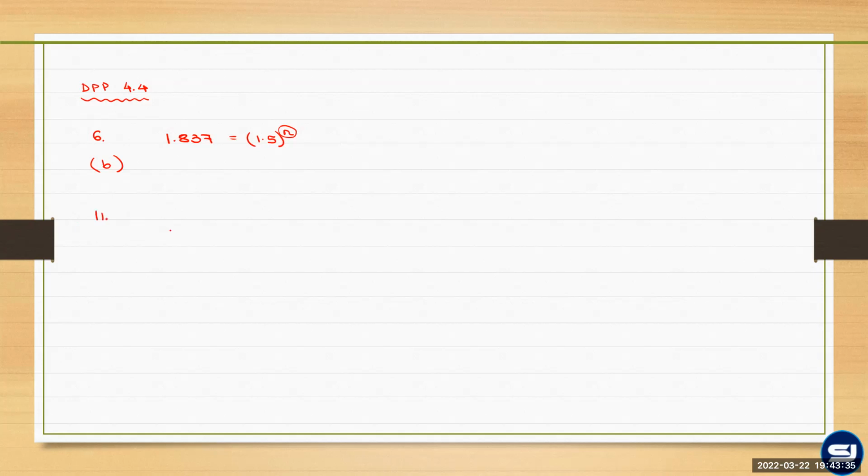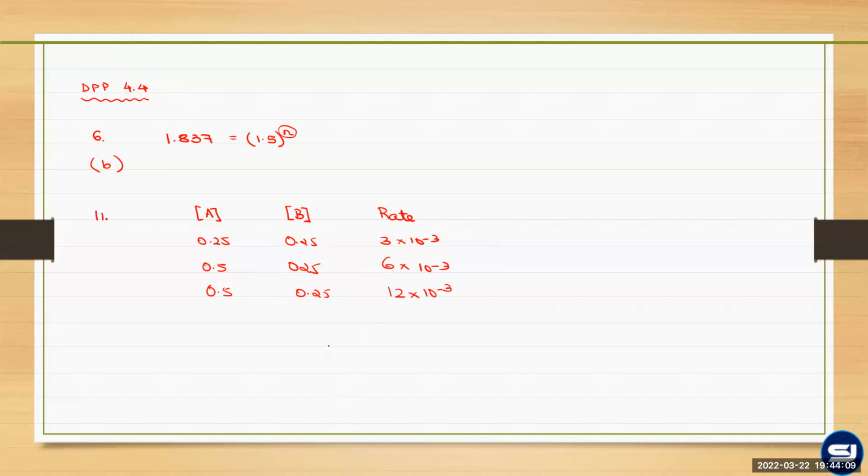Move to 11. For a hypothetical reaction A plus B giving you C, suggest the order from the given data. So concentration of A, concentration of B is given, and the rate of reaction is also given. So we have the values 0.25, 0.5, and 0.5. And the second 0.25, 0.25, and 0.5. And the rates are 3 into 10 power minus 3, 6 into 10 raised to minus 3, and this I can write 12 into 10 raised to minus 3, so that the powers are same.